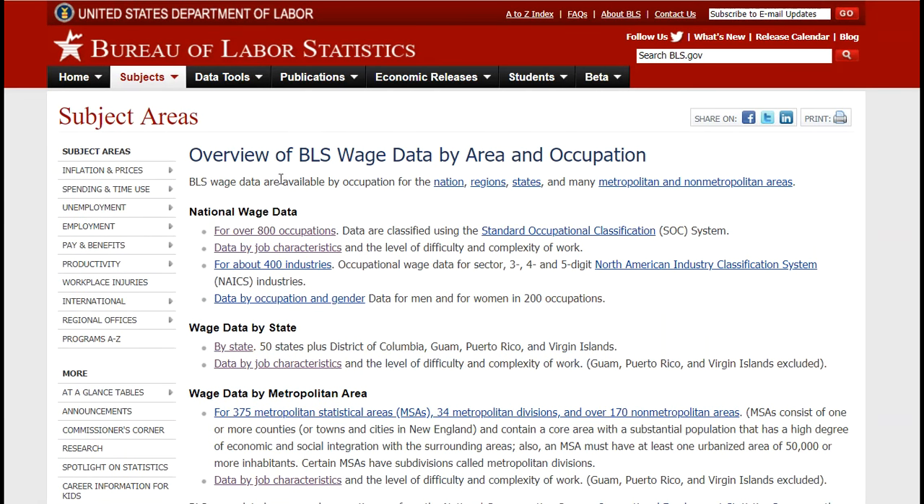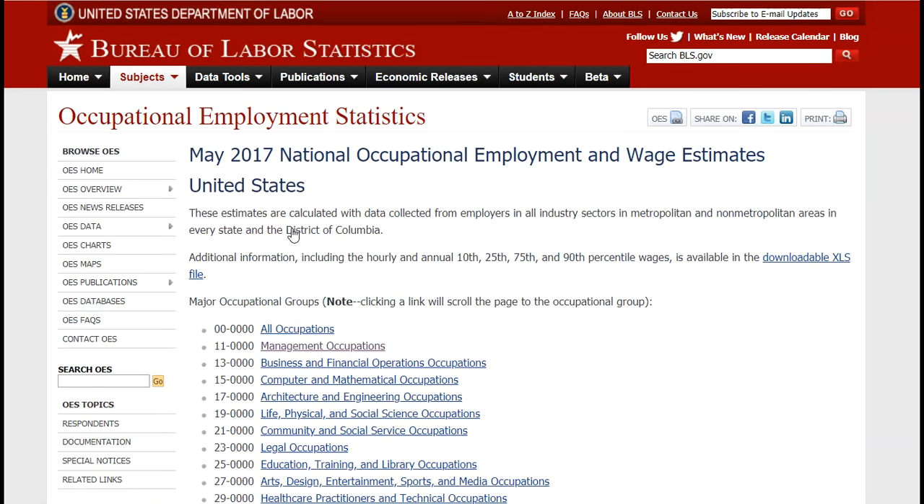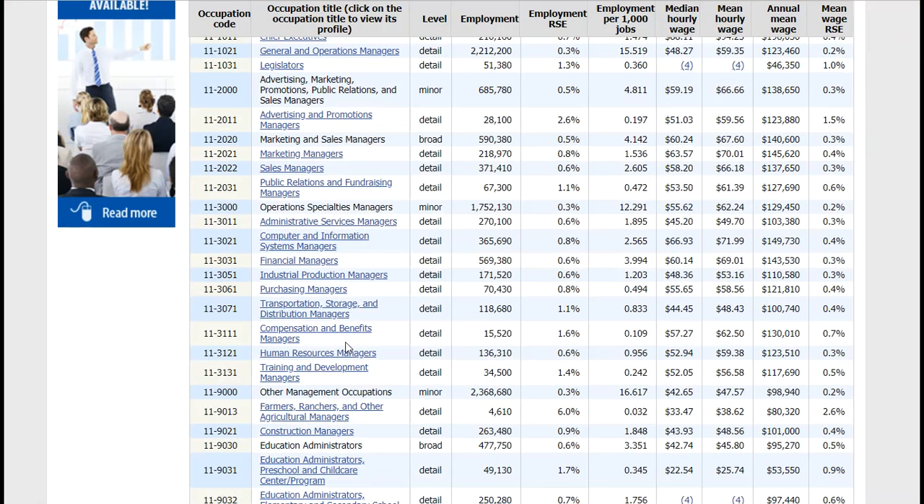So right away, we can see they have national wage data by state, and wage data by metropolitan area. So we could actually look at a specific city and see how the wages are different there compared to a different city or area. So if we look at the national wage data for over 800 occupations, we click on that and we can see there's a listing of different occupational groups. We can look at management occupations, and we can see here that advertising and promotion managers are making a mean hourly wage of $59.56 and an annual mean wage of $123,000, right? So we could search this list by just doing like a Control F, of course.